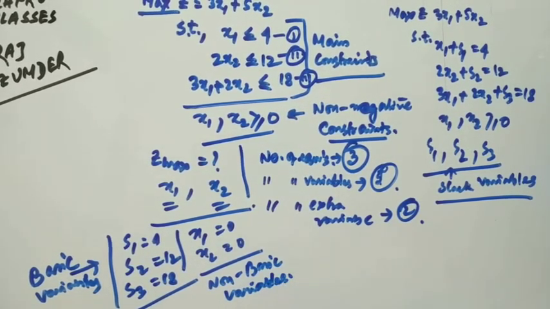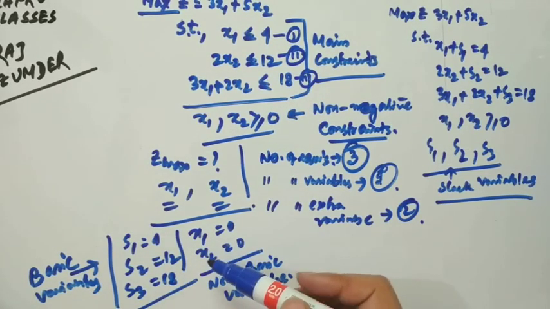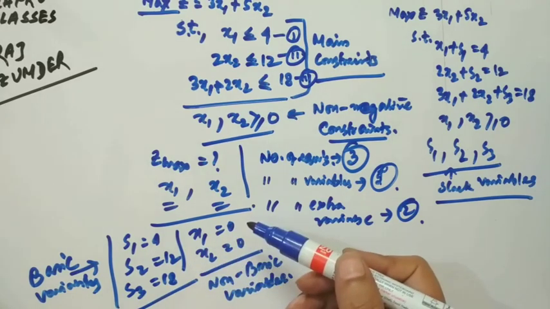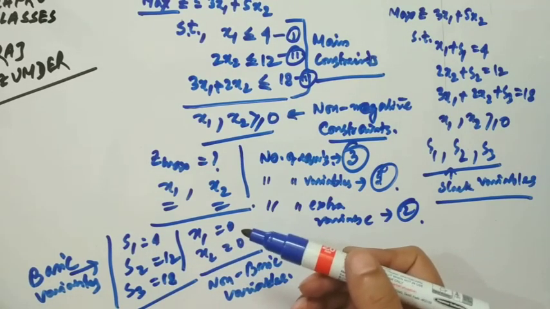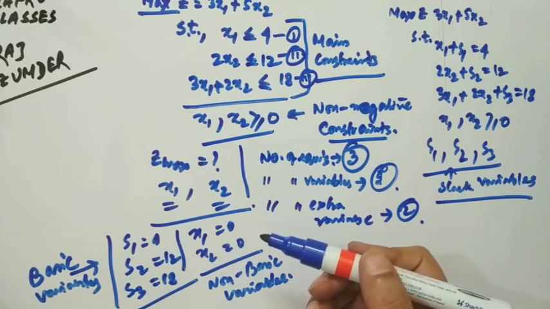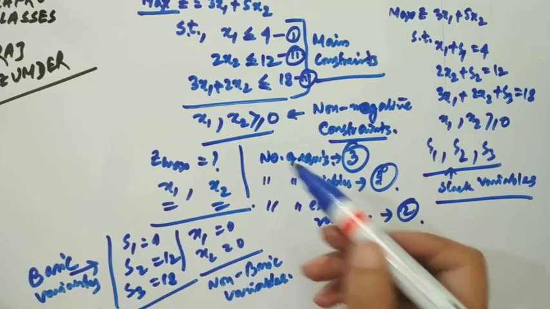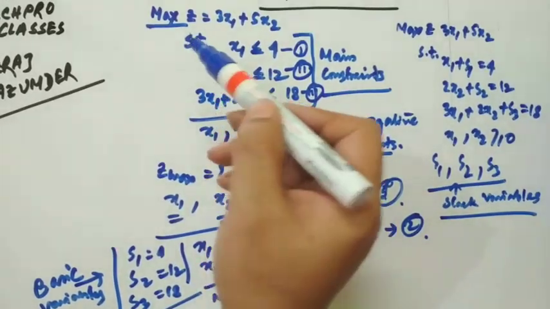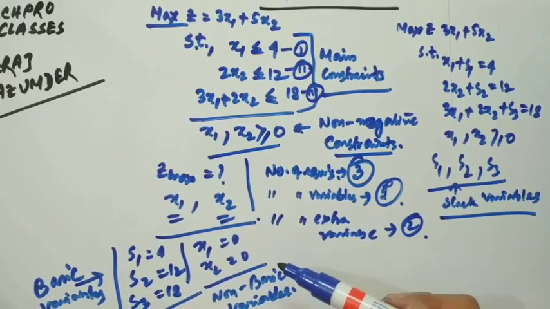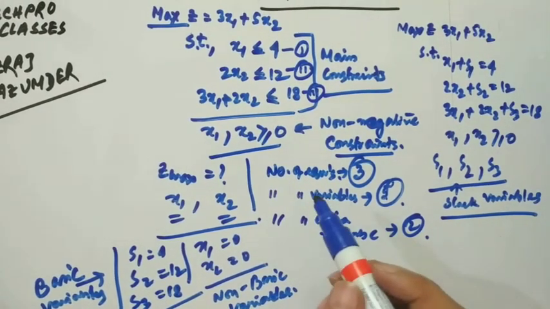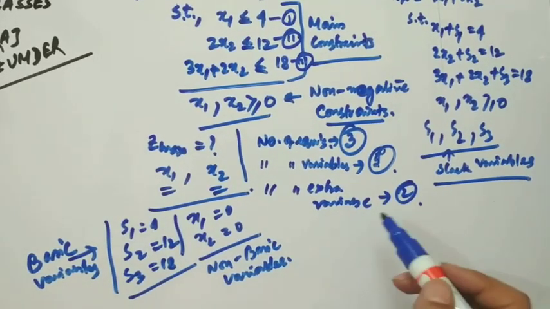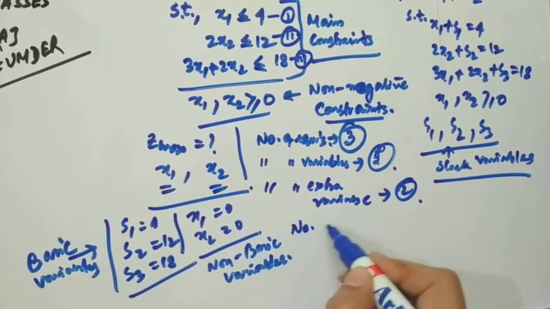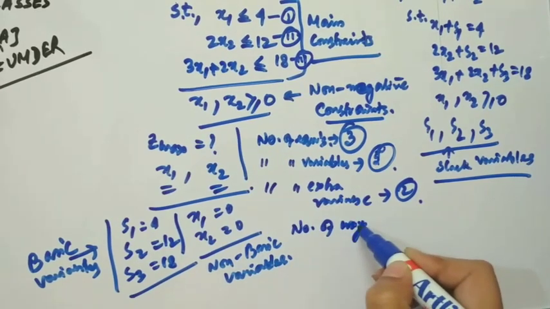Now similarly, if we put s1 as 0 or s2 as 0, or x1 as 0, we can have a different solution. Putting all these values in z, we can have the solution of z. This is one method of solution, the hit and trial method. So how many ways will there be by hit and trial?